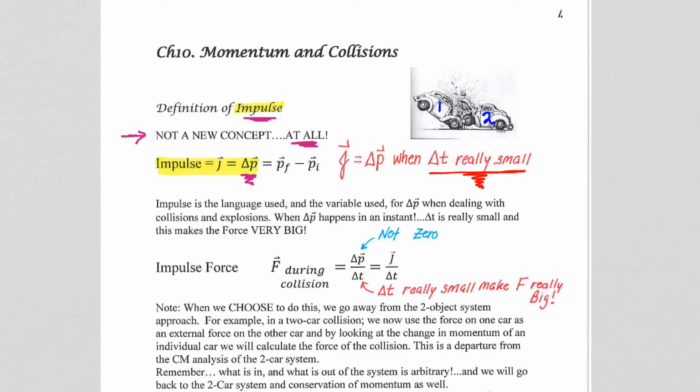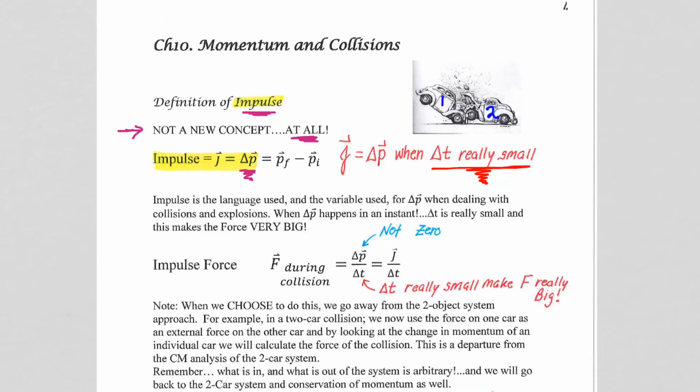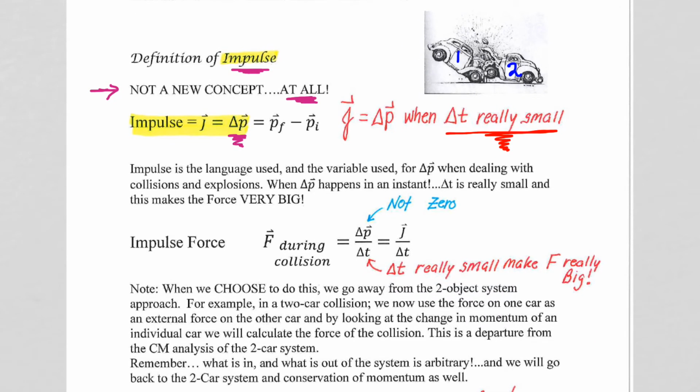Now, when we do this, the force between the cars we call the impulse force. Again, it's just language that is being used, but it's still the force on car 1 by car 2, and of course, action-reaction pairs still apply. The force on car 2 by car 1 has to be equal in magnitude and opposite in direction.